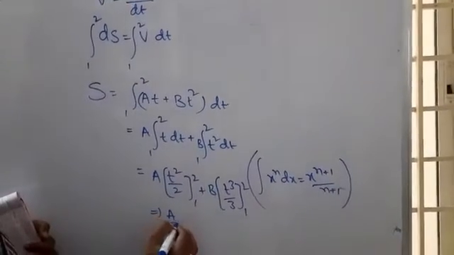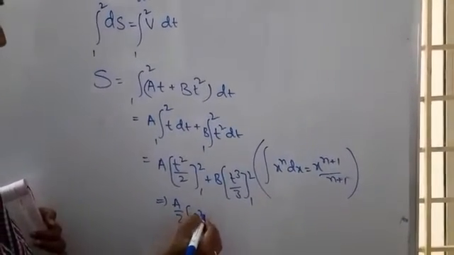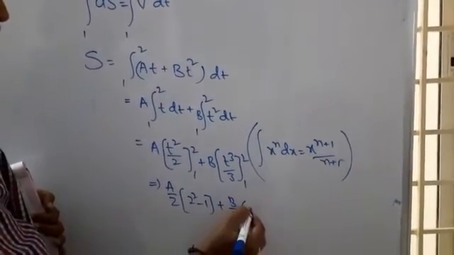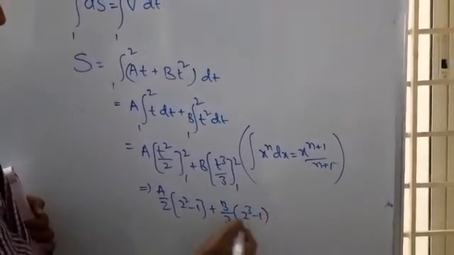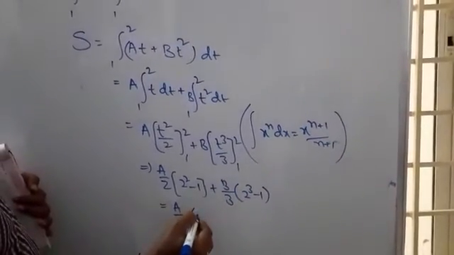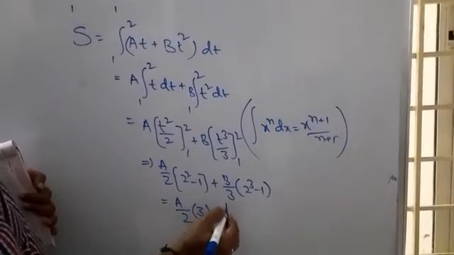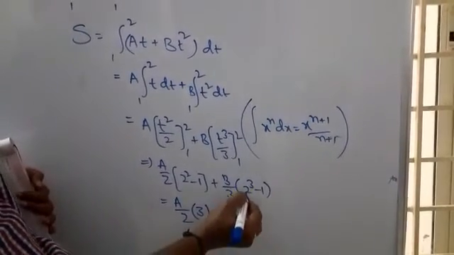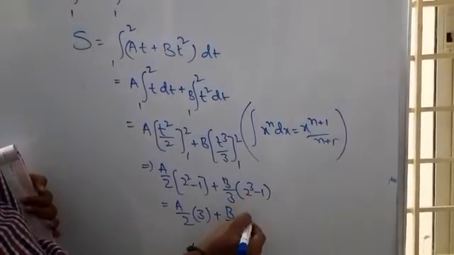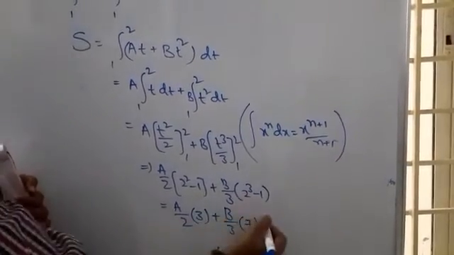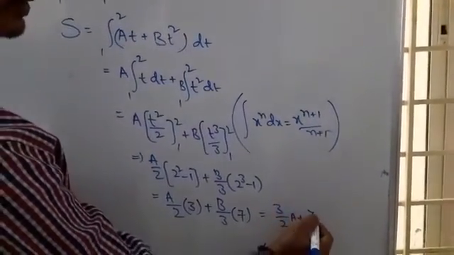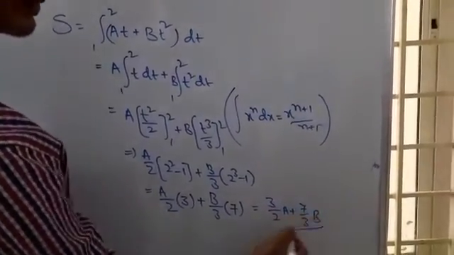Therefore a by 2 into (2 square minus 1) plus b by 3 into (2 cube minus 1). That is a by 2 into (4 minus 1, which is 3) plus b by 3 into (8 minus 1, which is 7). So the displacement is 3 by 2 a plus 7 by 3 b. This is the answer.